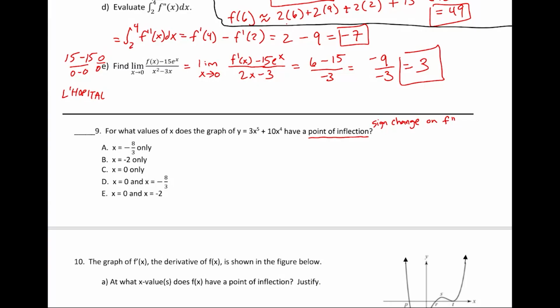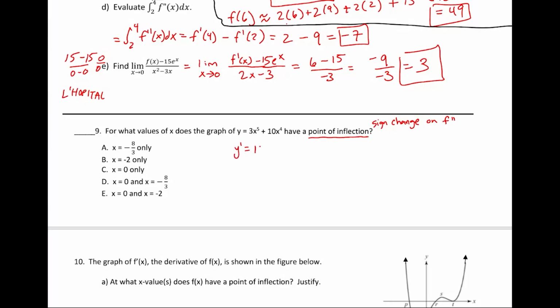Now this can be, like I said, when the second derivative equals 0. It could also happen when the second derivative is undefined. So basically what we're going to find are the critical values of the second derivative and then create a sign chart and make a note of when the sign changes. So first we're going to have to find the second derivative.